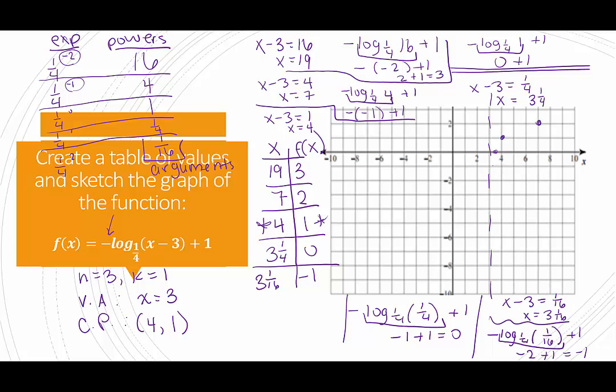Uh-oh, don't end my video. There we go. And we can see this is going up, and then it kind of stalls. And we know we have to get all the way over to 19 before we ever reach that 3. So this is approximately what our logarithmic graph will look like for negative log base 1/4 of x minus 3 plus 1. These have been examples of graphing logarithmic functions with transformations and reflections. Thank you so much for stopping.